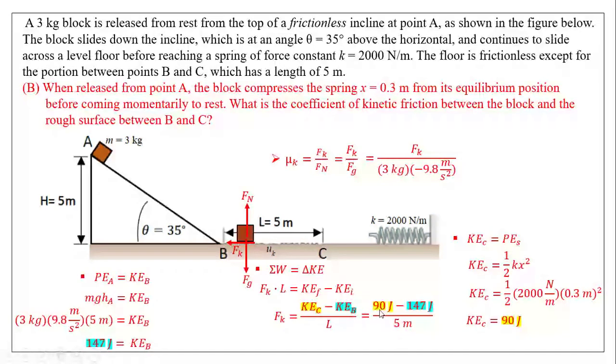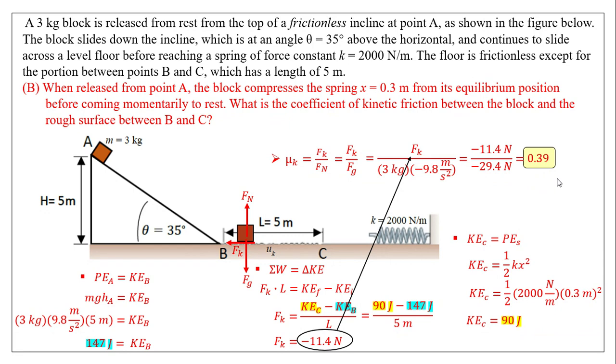So I'm going to take KF, which is 90. I want to subtract it from the initial, which is 147 at the bottom of the ramp, divided by the length of the segment BC, which is 5 meters. And I should get a value of negative 11.4. All right. So I'm just going to plug it back in here. Now that I have Fk, the numerator now, I can substitute out for just a negative 11.4 newtons. And then 3 times negative 9.8 is negative 29.4. The newtons cancel out, the negative signs cancel out. So therefore, the coefficient of kinetic friction is simply 0.39, or about there.